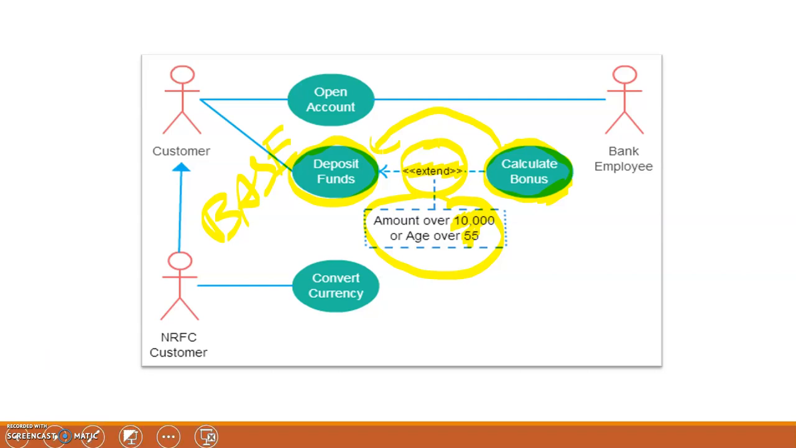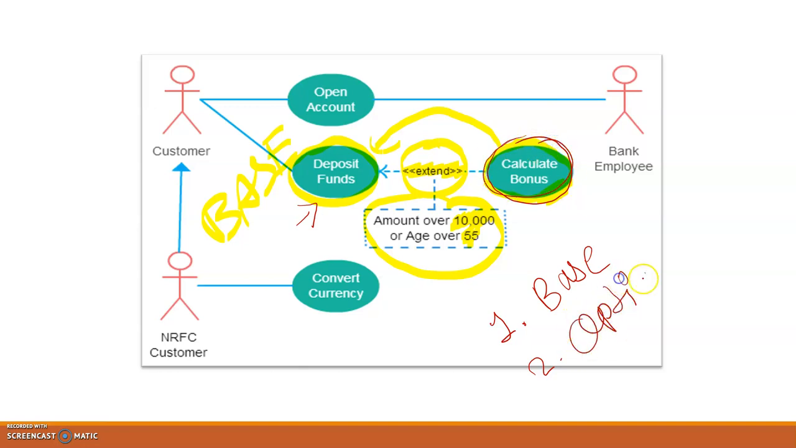So which points do we need to remember here? First, this is the base class. Second, this is the extended class, calculate bonus. The case is optional but conditional, meaning it will trigger only when there is a true condition, only in that case. So these are the points.